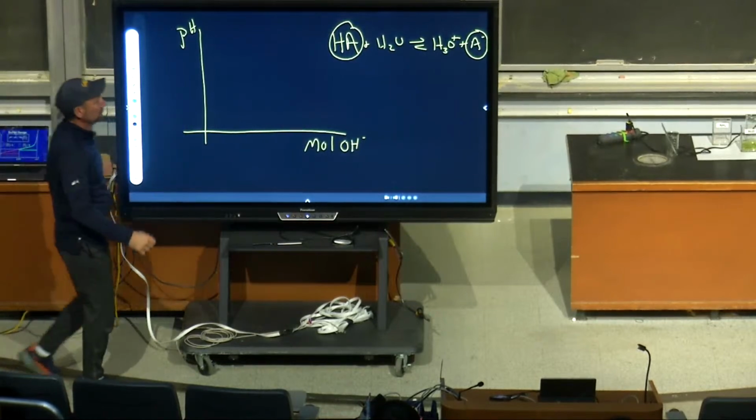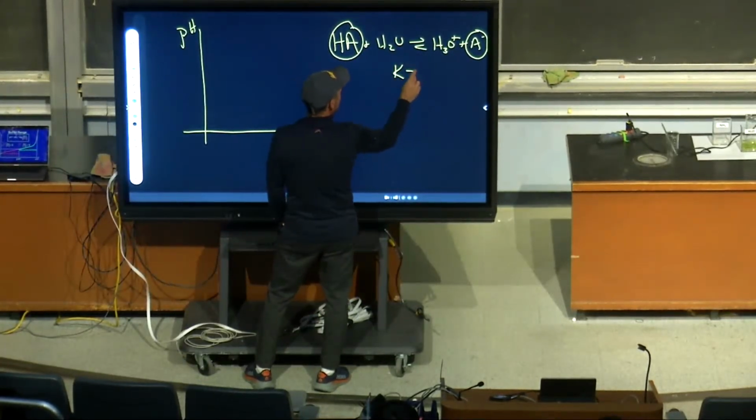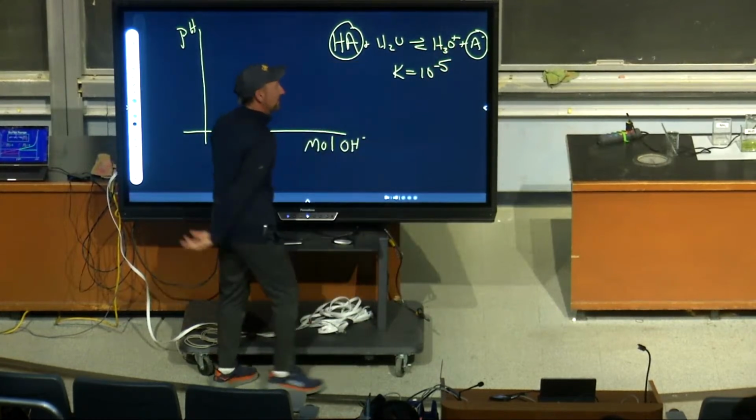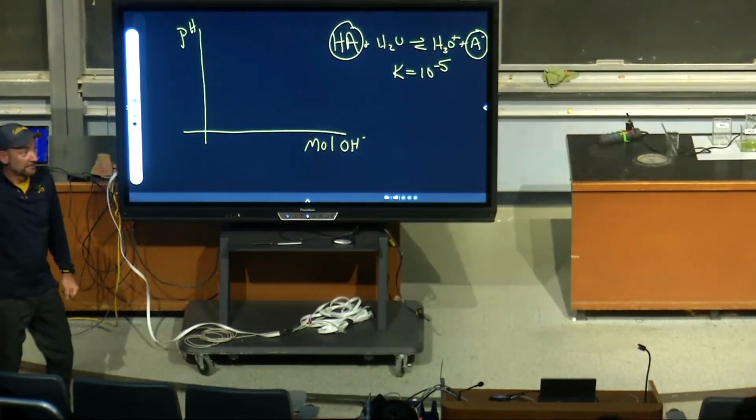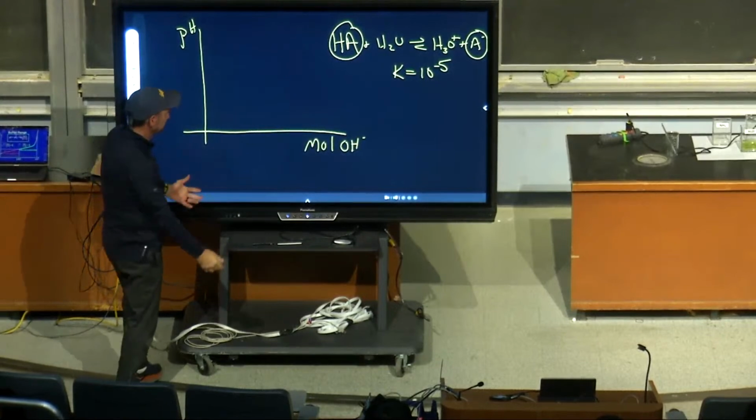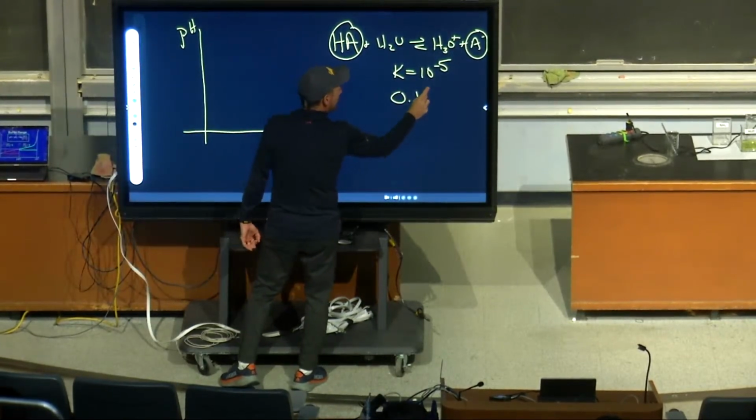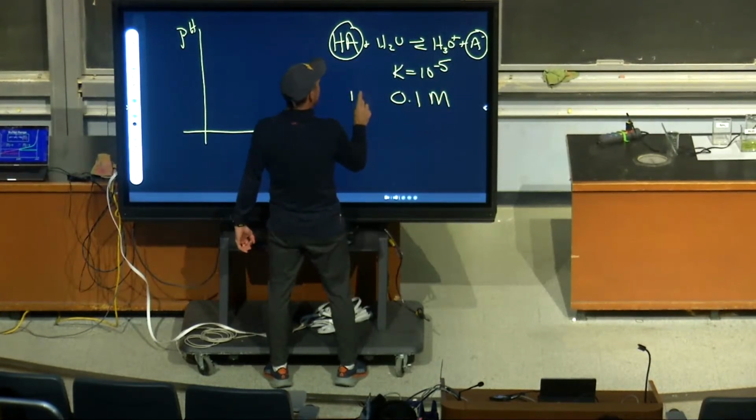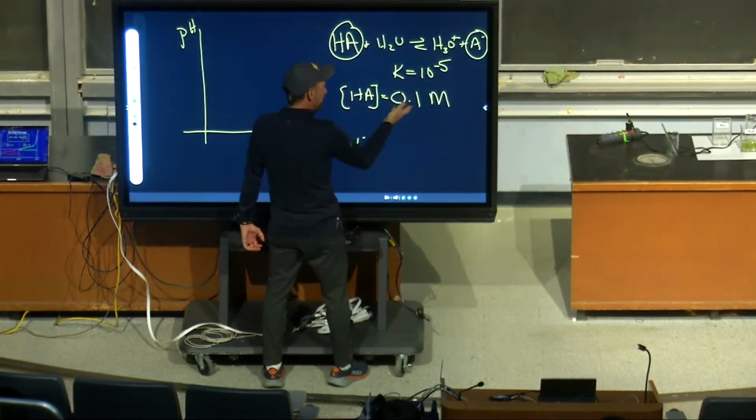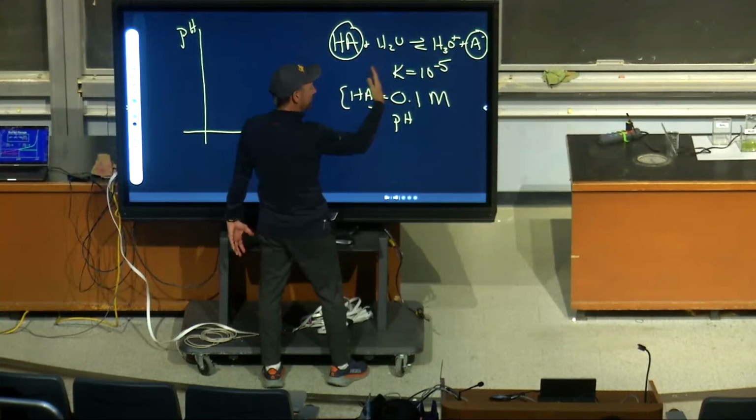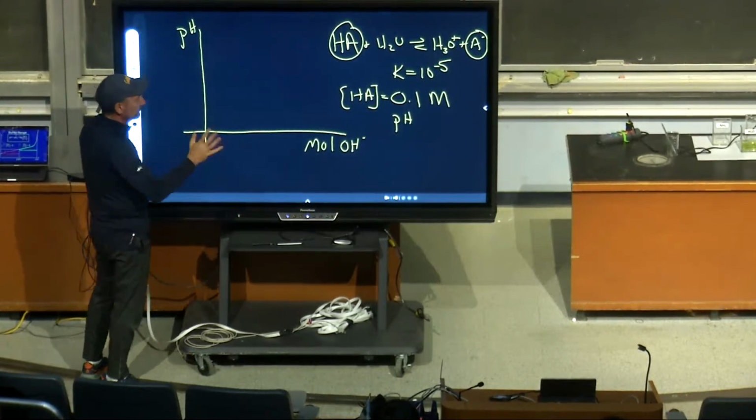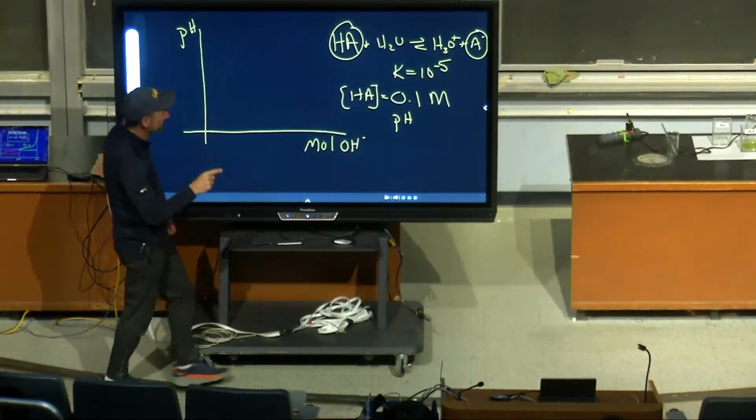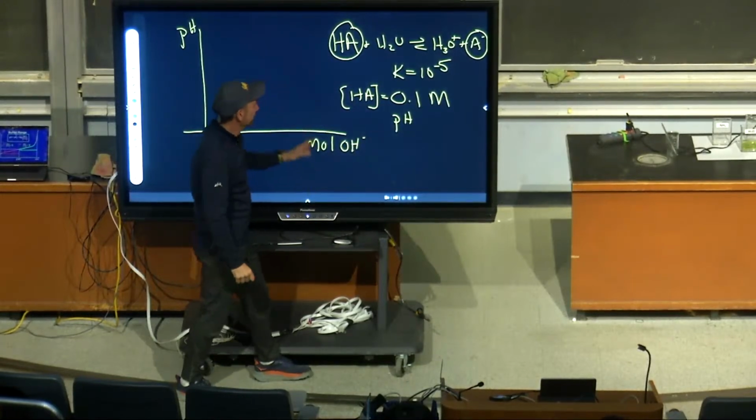But I told you, if the K for this is 10 to the minus 5, I get 1 point on the titration curve for free. Where is it? Halfway to the equivalence point. So if this is 0.1 molar HA to start with, then the pH, I could go through the whole calculation, but the pH will be something like 4. Let's not get ahead of ourselves. Let's say we had 0.1 molar here.